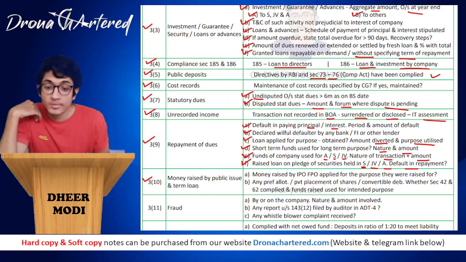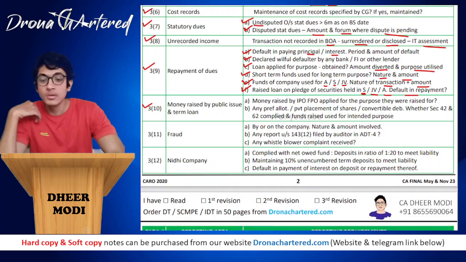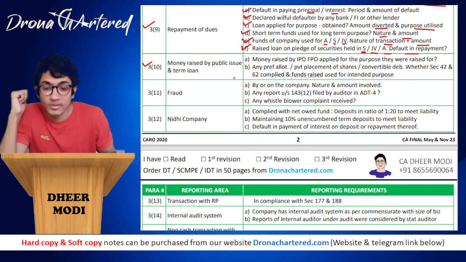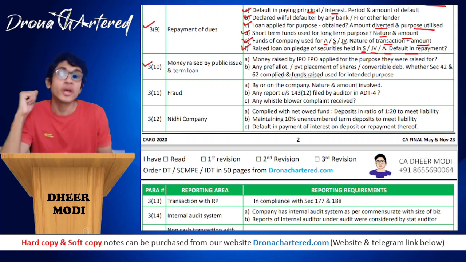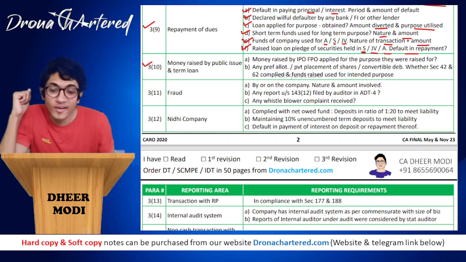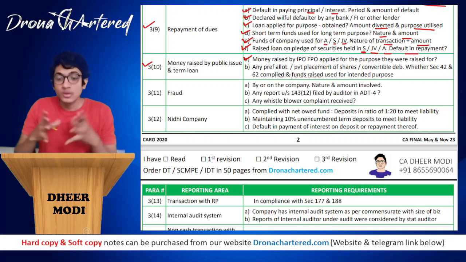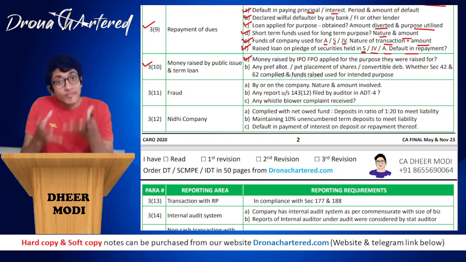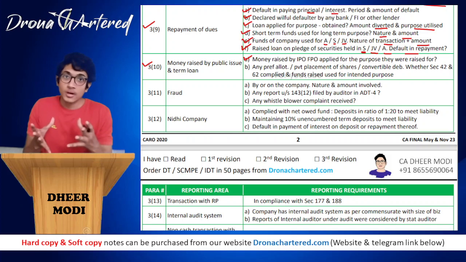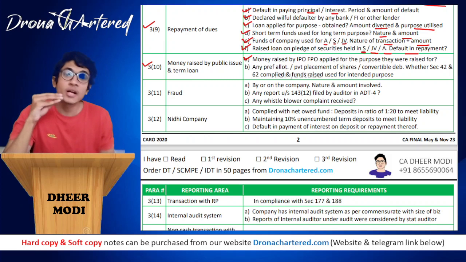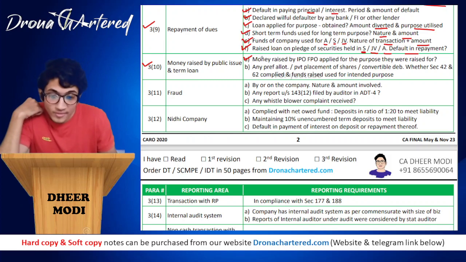Okay, your 3(10) talks about money raised by public issue and term loan. So if you have raised any money via public issue or a term loan, then clause 3(10) will be applicable. That is money raised by IPO or FPO. IPO stands for initial public offer and FPO stands for further public offer. So any money raised by IPO or FPO has been applied for the purpose they were raised for. That is the money that you have raised. Of course, you specified some purpose that this amount I will be utilizing for this purpose. So whether they have been applied for that purpose which we had stated. So therefore it says money raised by IPO FPO applied for the purpose they were raised for.